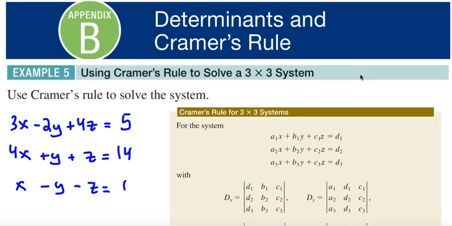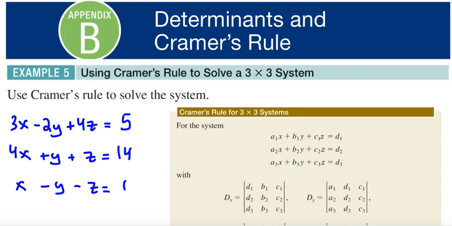In example number 5, we are going to be using Cramer's rule to solve a 3 by 3 system. And let's just say that it's about to get hairy and crunchy all at the same time. So let's strap on those boots and let's get going here.